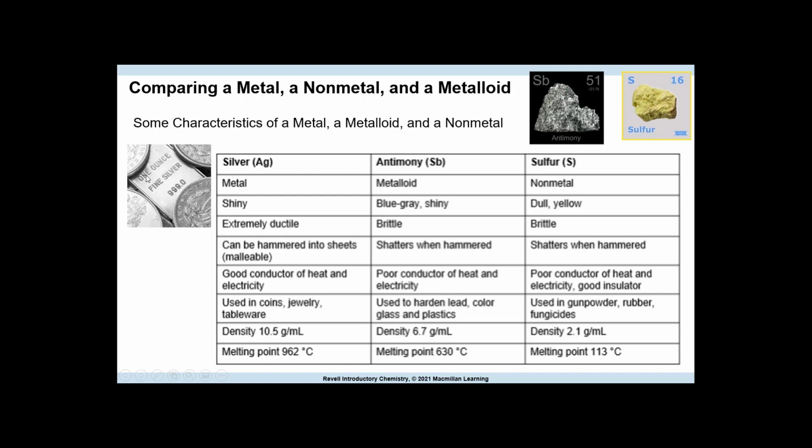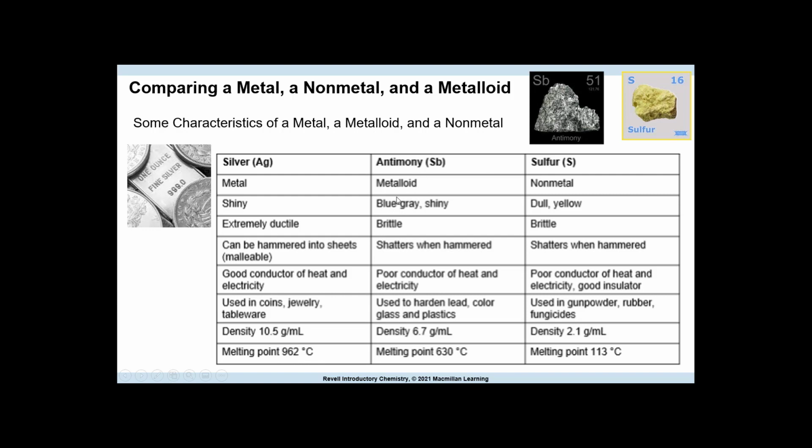Here's antimony, and then here's silver. So silver is a metal, shiny, extremely ductile. Remember, these can be made into wires. Malleable means hammered into sheets. Good conductor of heat and electricity. Used in coins, jewelry, and tableware. It has a density of 10.5. They tend to be very dense. Its melting point is 962 degrees Celsius because it is a solid. It would have to get to this in order to start changing.